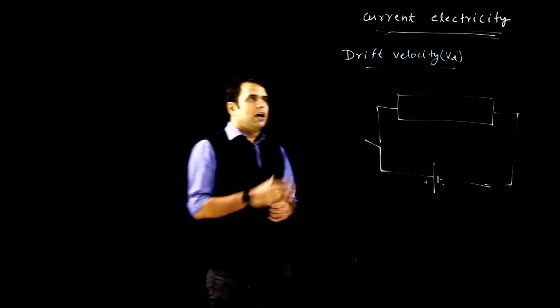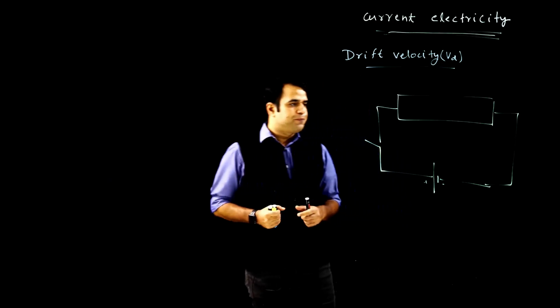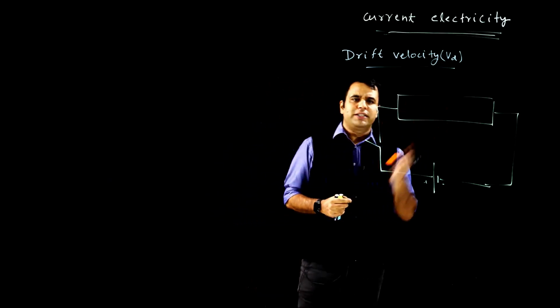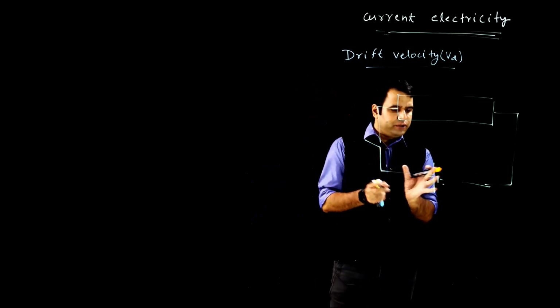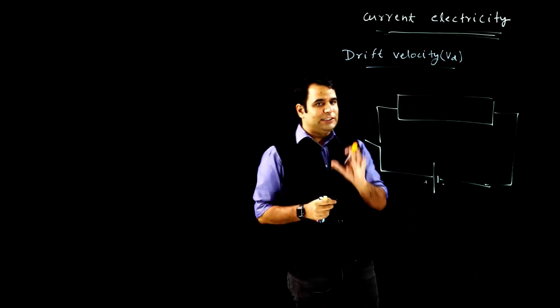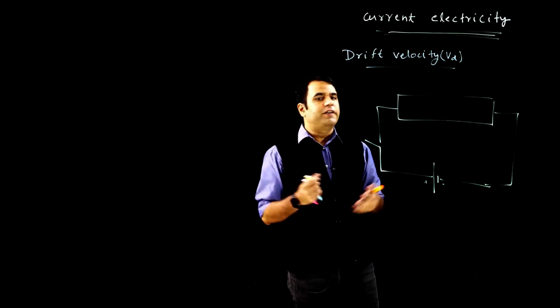Hello. Now we will study the concept of drift velocity. So let's talk about this conductor. There is this conductor, and right now it is not connected with any external source. The battery is there, but it is not connected. It's open. Since this is a conductor, inside the conductor there are a lot of free electrons.